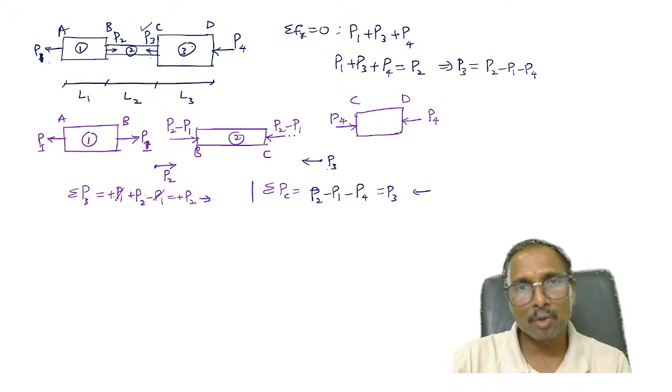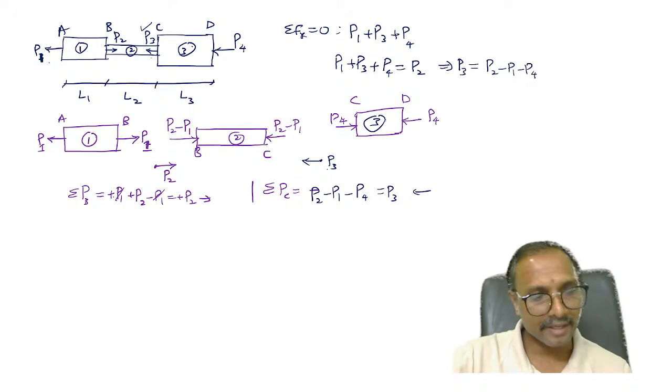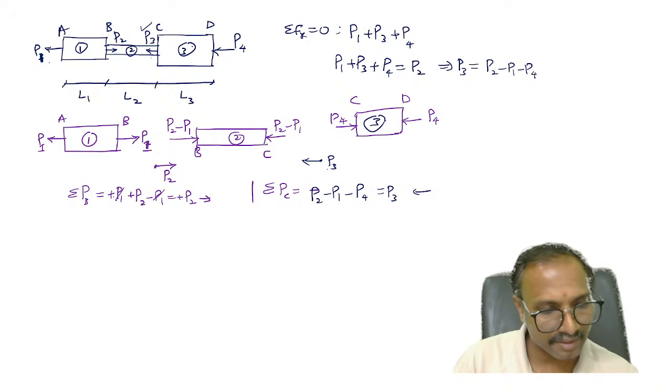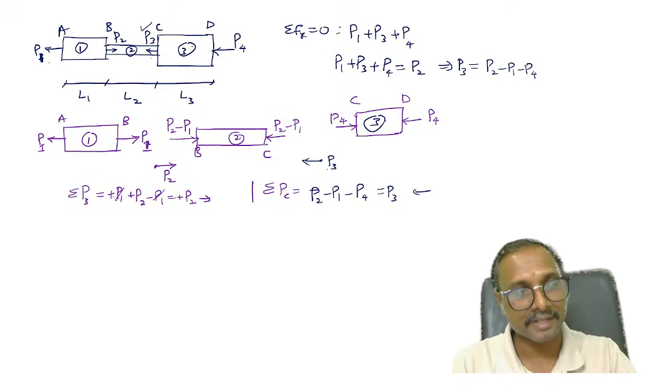So P2 minus P1 minus P4, what is that net value? Left side P3 matching or not? Left side P3 matching. Is that clear now? So is the equilibrium condition balanced or not? Yes, Swati, correct. The equilibrium condition got satisfied, right?